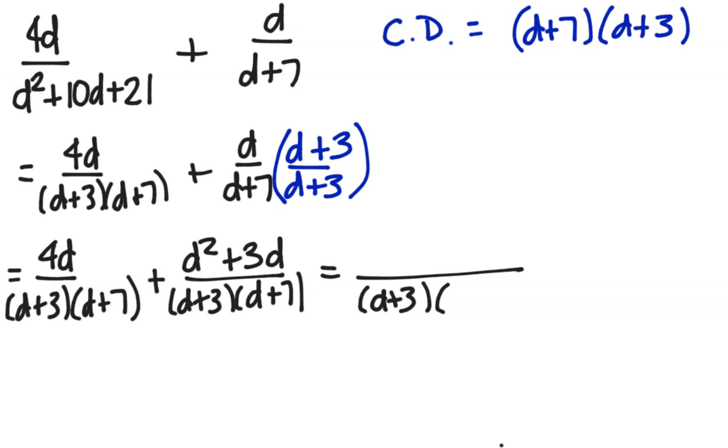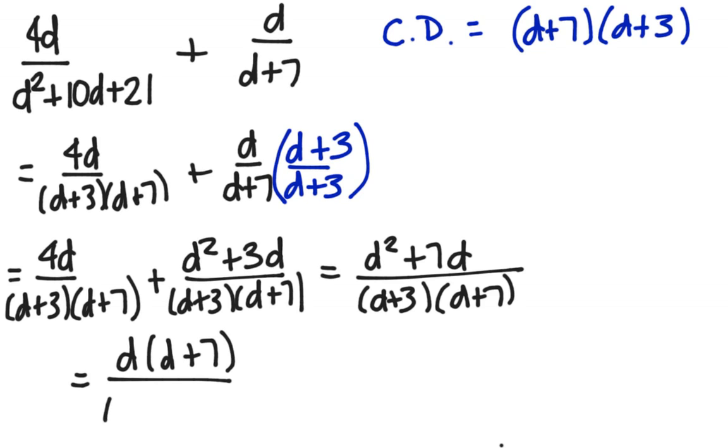Again, our denominator stays the same. When we add numerators, we get d squared plus 7d. Can we factor that numerator? Yes, we can. We can factor a d out. So I have d times quantity d plus 7.